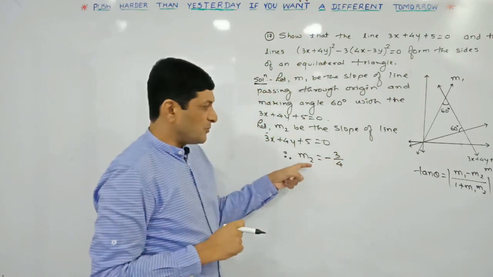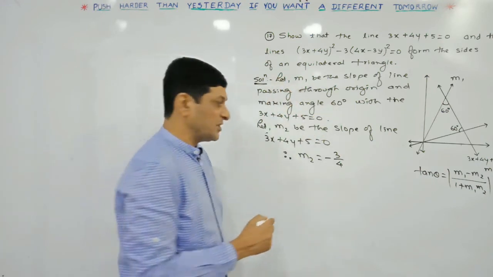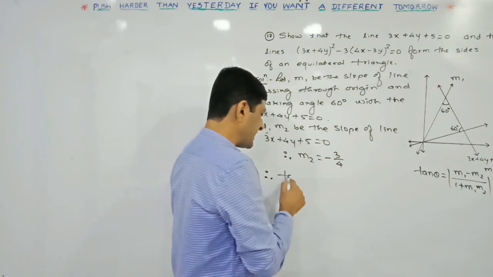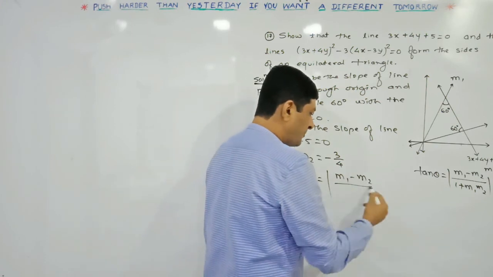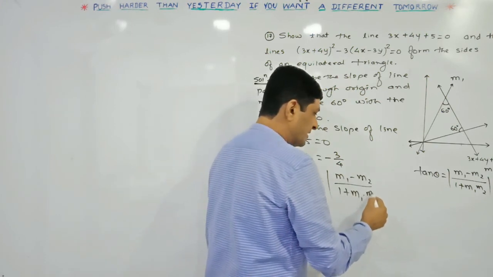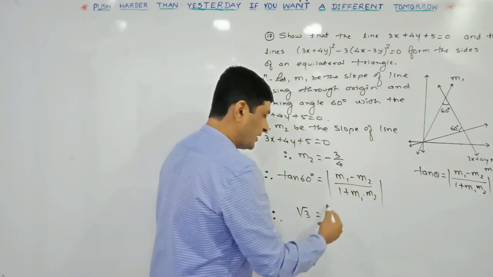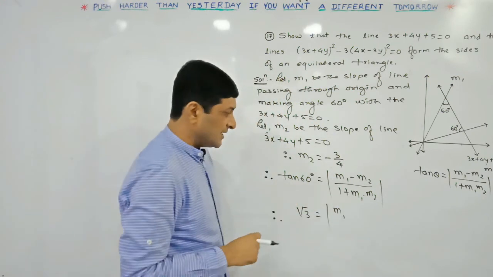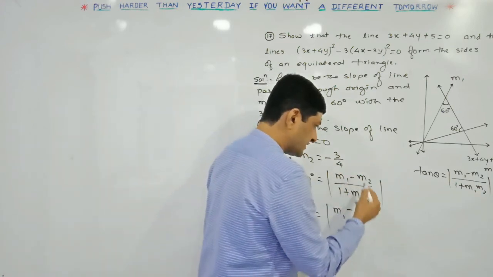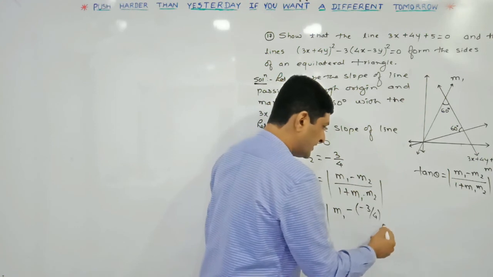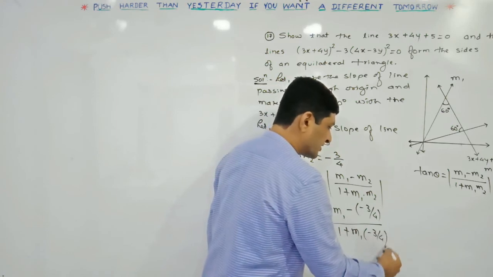Now the slope of one line is m2, the slope of the first line is m1, and the angle between these two lines is 60 degrees. That's why we can say that tan 60 degrees will be equal to, what is the formula, m1 minus m2 upon 1 plus m1 into m2. So tan 60 can be replaced by its value root 3. On this side m1 keep it as it is. Now we are substituting the value of m2, that is minus 3 by 4. In the denominator 1 plus m1 as it is, again replace this m2 by its value minus 3 by 4.